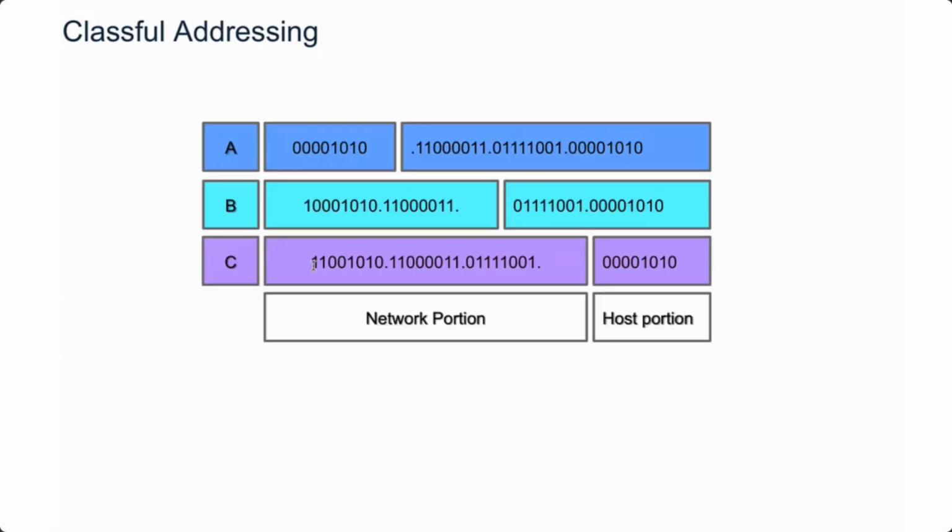In Class A networks, the first octet is used for the network portion, and the last 3 octets are used for the host portion. In Class B networks, the first 2 octets are dedicated to the network, and the last 2 to the host. Class C networks have the first 3 octets dedicated to the network, and only the last octet is dedicated to the host.